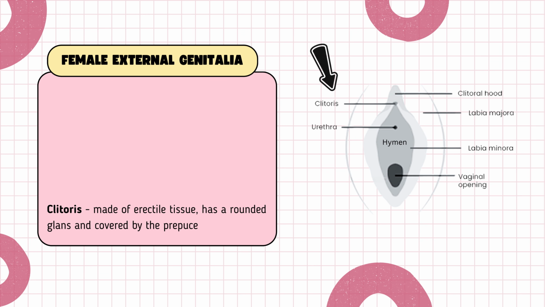At the top of the labia minora is the clitoris, which is made of erectile tissue and has a rounded glans, or head, that is protruded and covered by the prepuce, or small hood of skin. The highly innervated clitoris is one of the most erogenous points of sexual stimulation.